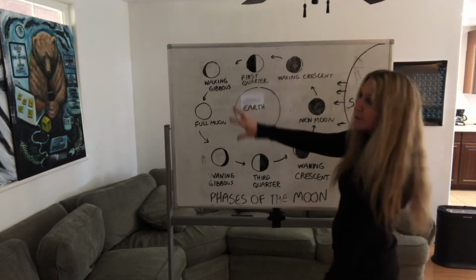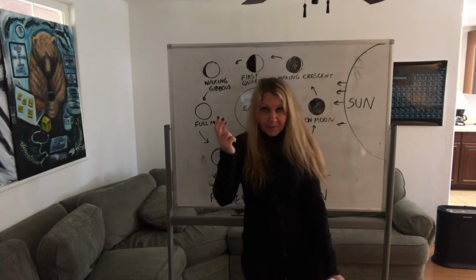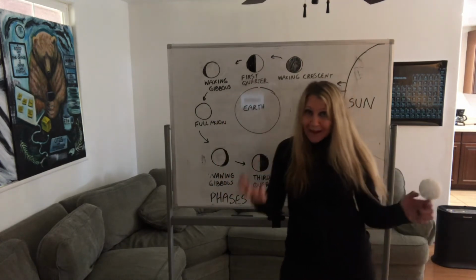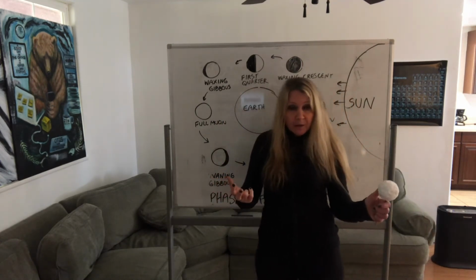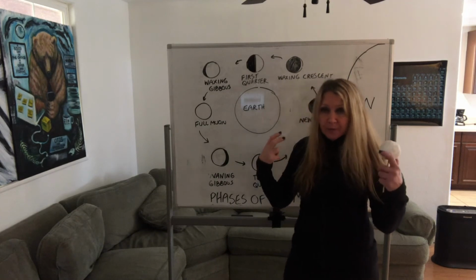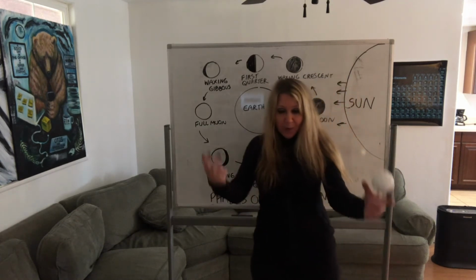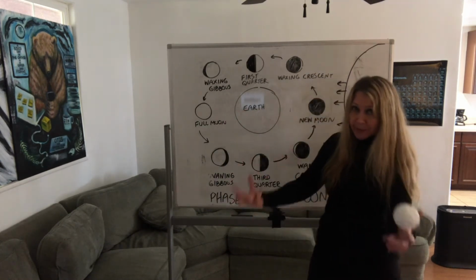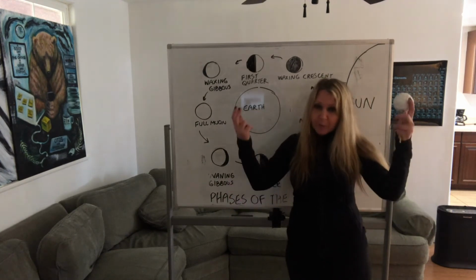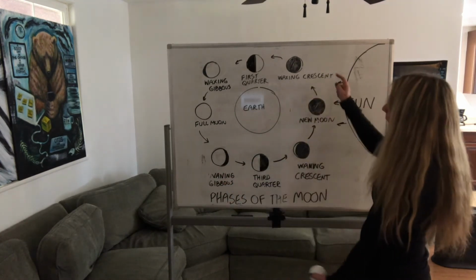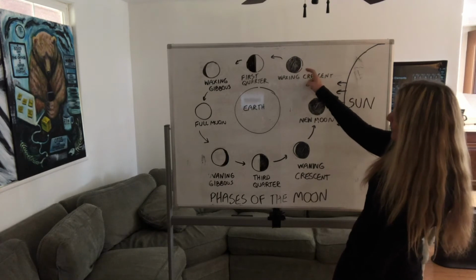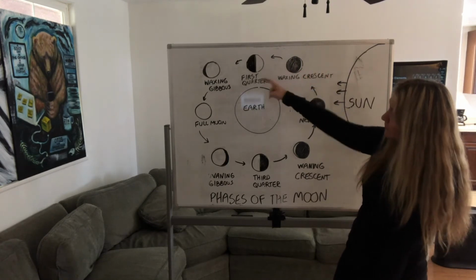The first half are waxing phases. So waxing phases means the moon's getting brighter. Waxing means growing or getting brighter. If you think of waxing your car, it brightens your car up. And the light is going from right to left.